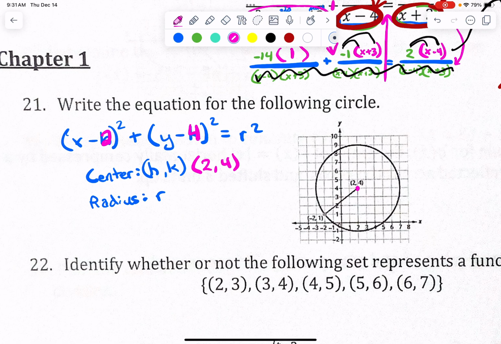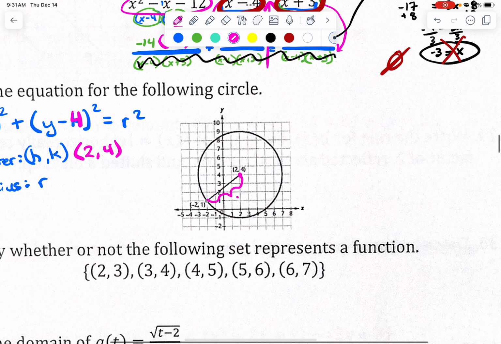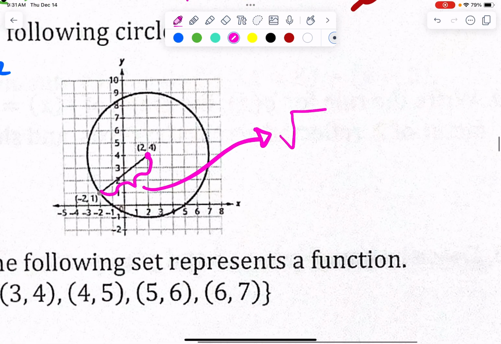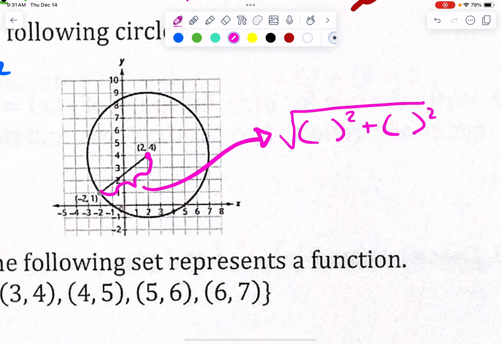Now we have to find the radius, and they don't list that. So we have to do the distance formula. The distance formula is going to be the square root of all that junk. This is what the distance formula looks like. My geometry kids are like, oh, great, another one, right? We got to do this a whole bunch in our geometry test.